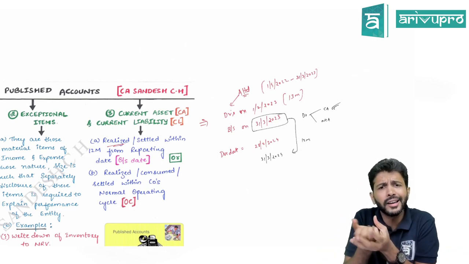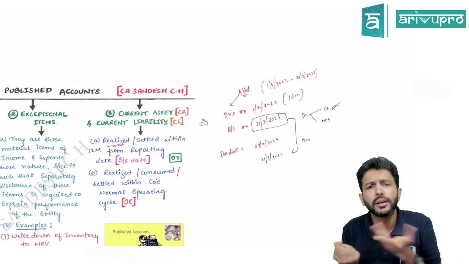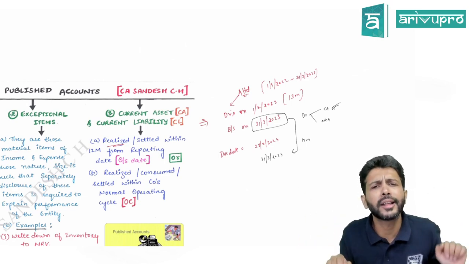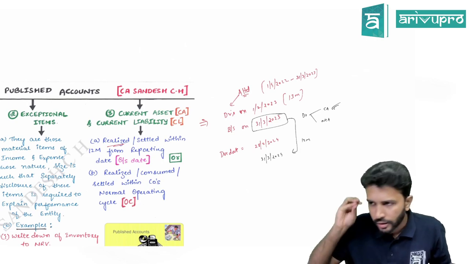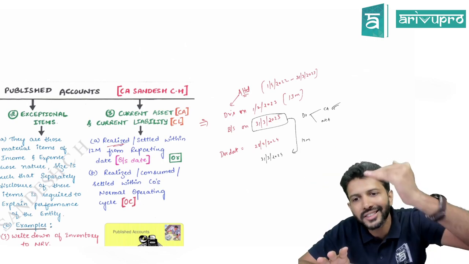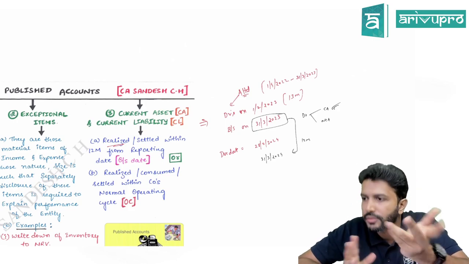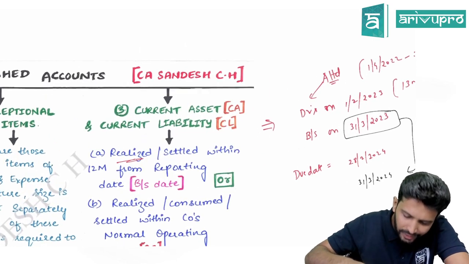Debtors means you will realize the money. Creditors means you will pay the money. So current liability means what? A component which gets settled within what? Within what? 12 months from which date? Again from balance sheet date.